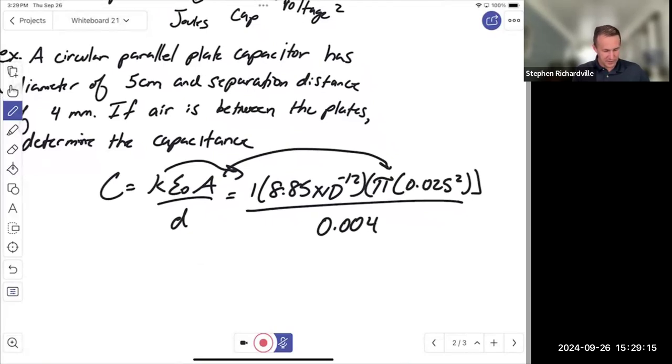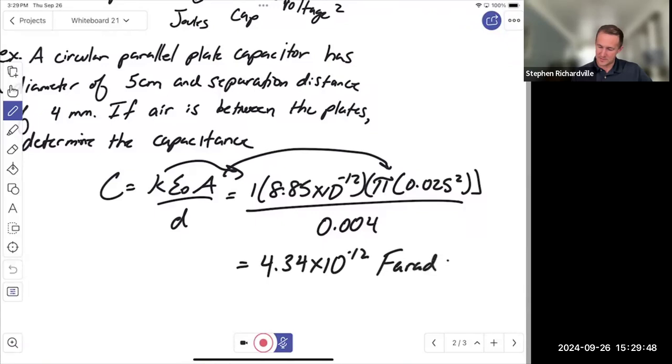8.85, calculators unite, 10 to the negative 12 times pi. Times 0.025 squared divided by 0.004. Okay. Let's see. 8.85 to the negative 12. Yep, that looks good. 0.004, because 4 millimeters is really close. So 4.34 times 10 to the negative 12. And that's measured in farads.